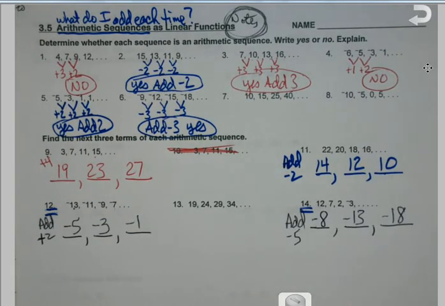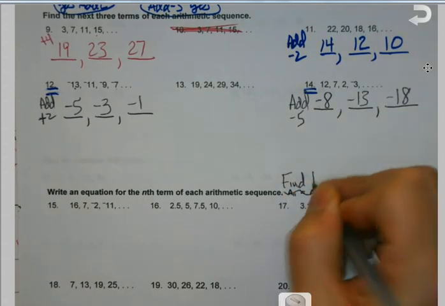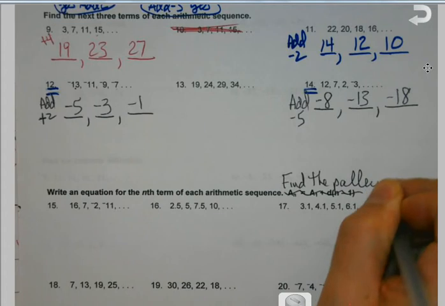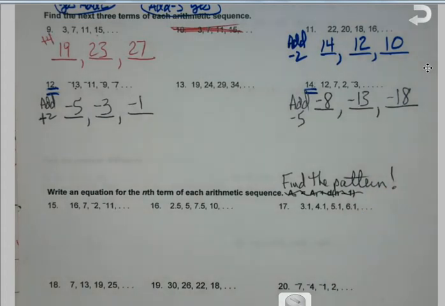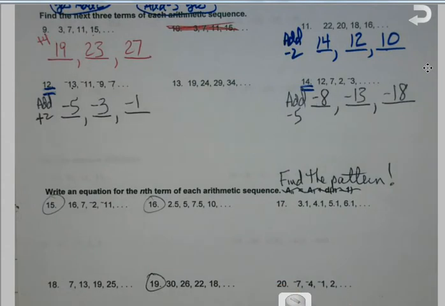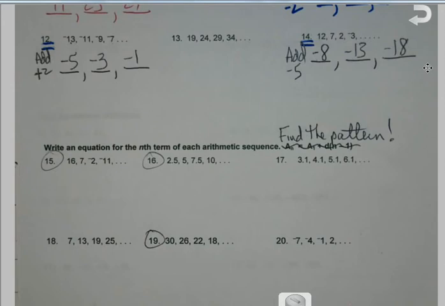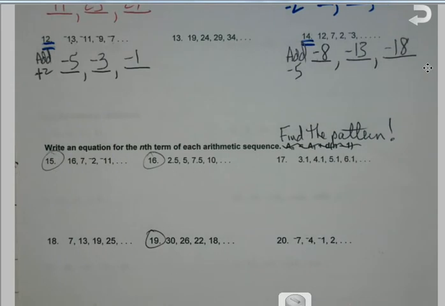Now, I will say for the next part, we're not going to use the big fancy formula that's there. What I want you to do when we get down here is find the pattern. I want you to tell me what we're adding each time. So we're going to do 15, 16, and 19, and then we are going to be done noting here. So let's see. 15. What am I adding each time? Or, okay, what am I subtracting in this case?